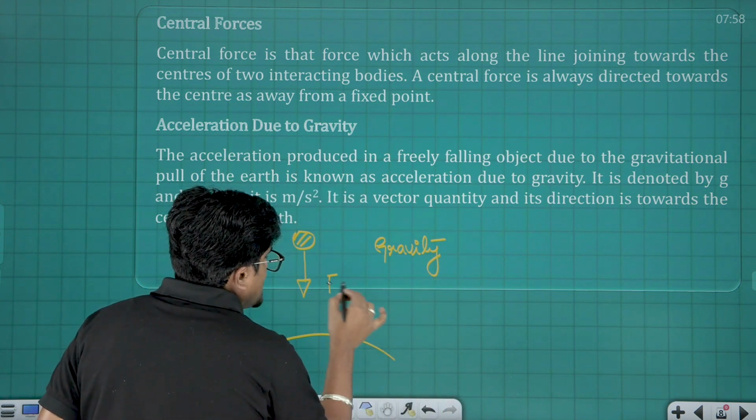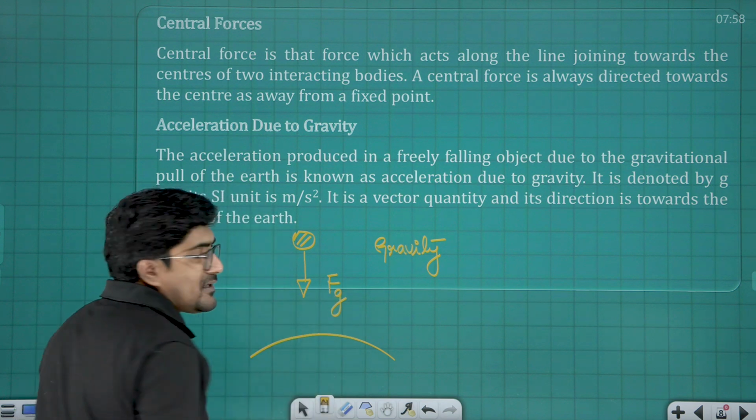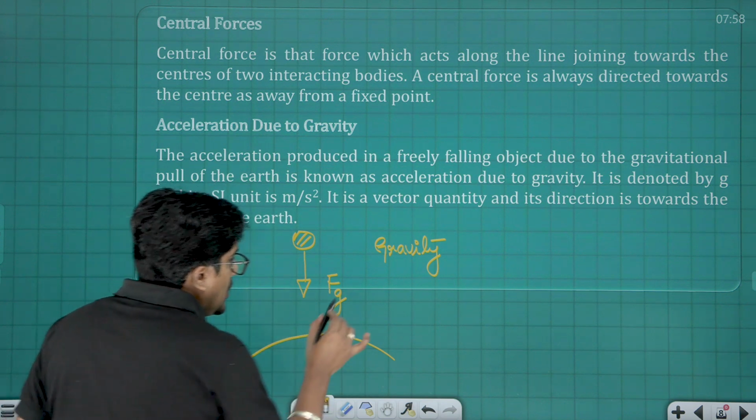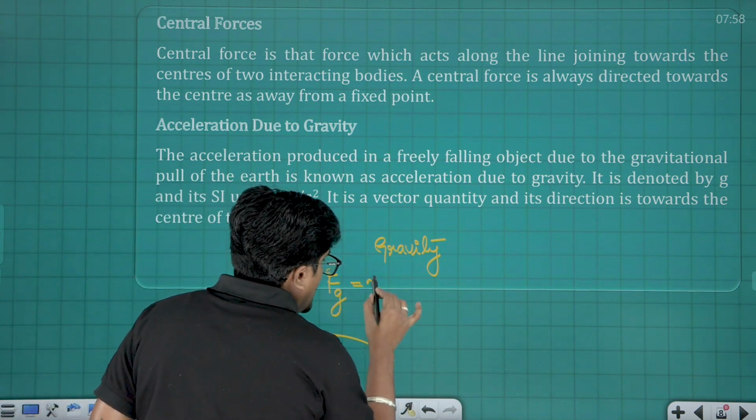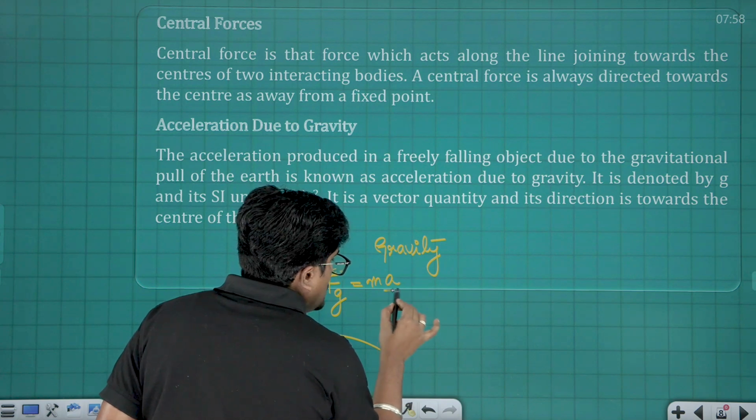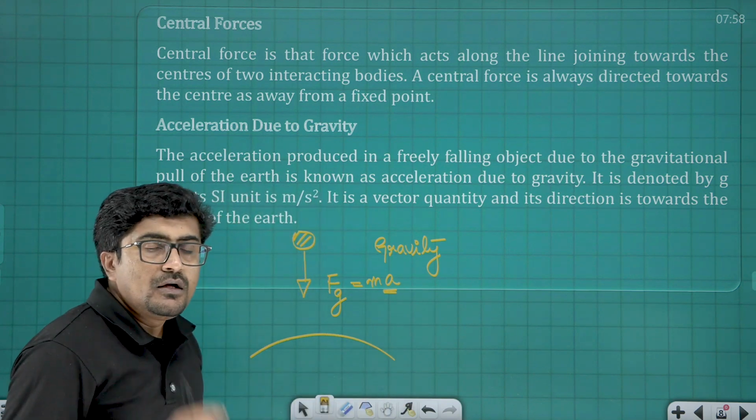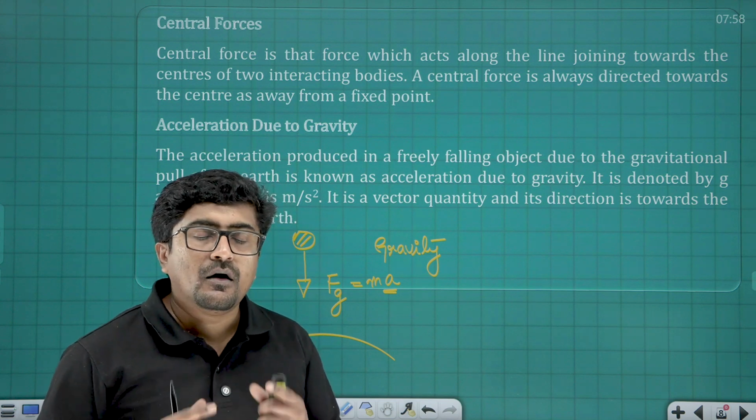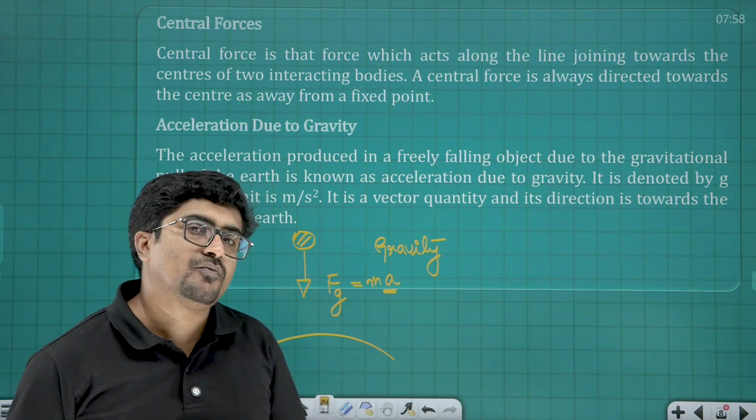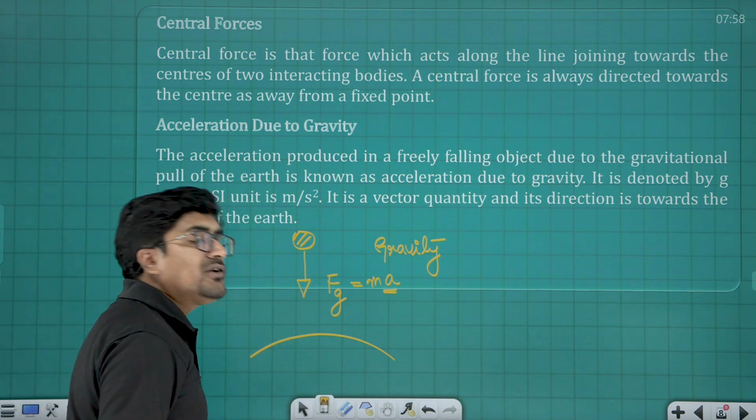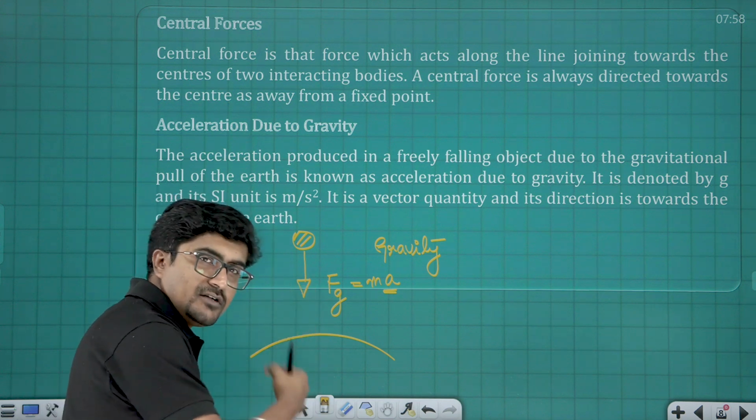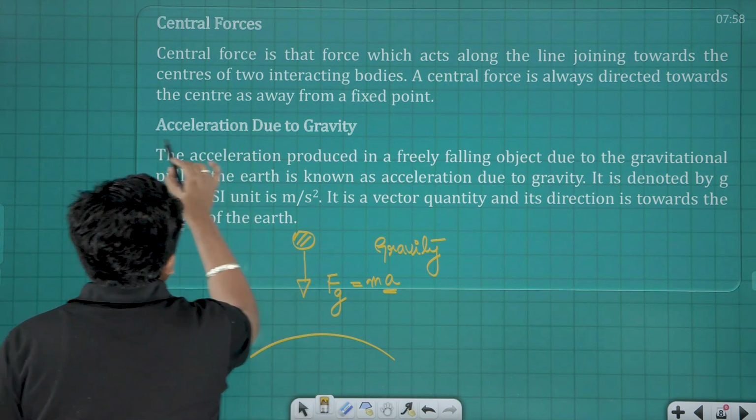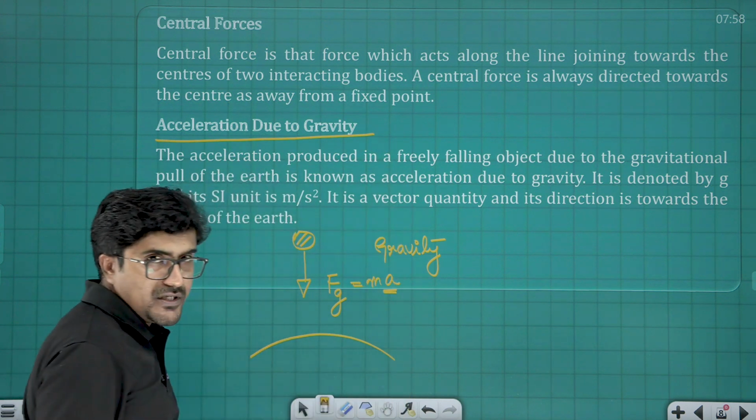And if F suffix G is that gravitational force, we all know that F is what? M into A. Now this acceleration is experienced by this body only because of this gravitational force of attraction, and this acceleration due to gravitational force is known as acceleration due to gravity.